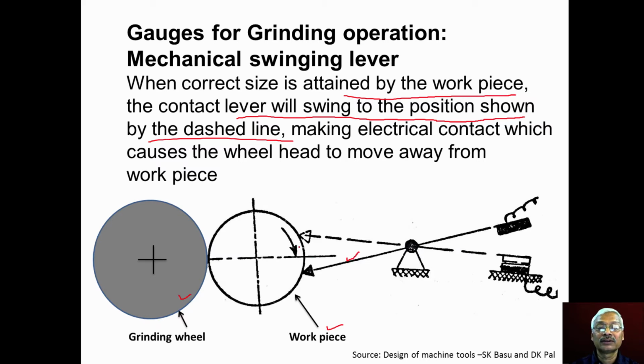When the correct size is reached, the lever will swing to the position shown by this dashed line, and when it swings, it makes electrical contact at this place. This contact causes the wheel head to move away from the workpiece. That's how, when the workpiece attains the correct size, the wheel head moves back and the machining process stops.